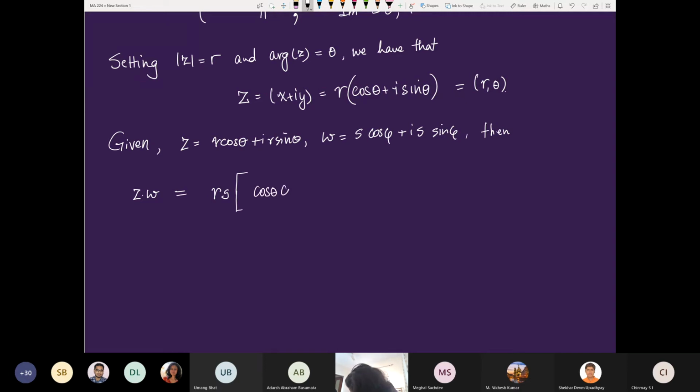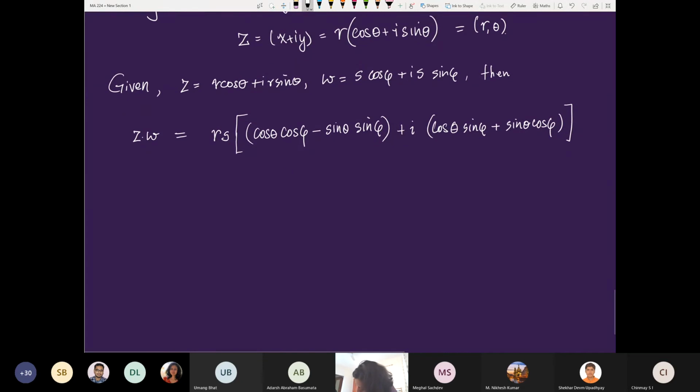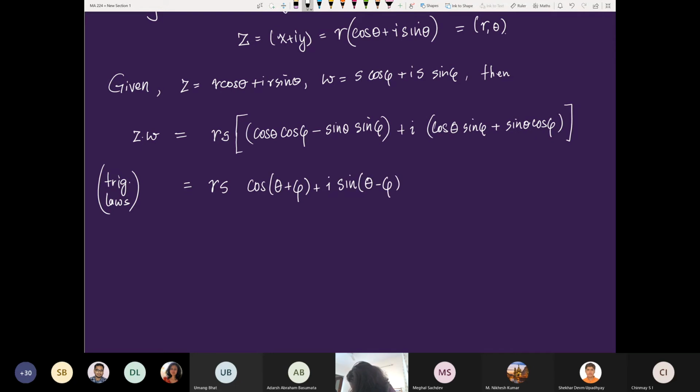Now you get cos theta, cos phi, minus sin theta, sin phi, or rather plus I times cos theta sin phi plus sin theta cos phi. Okay, this is just by the rule for multiplication I gave earlier. And now using some trig laws that I hope you've seen at some point of time, all this becomes Rs times cos theta plus phi plus I sin theta plus phi. All right.